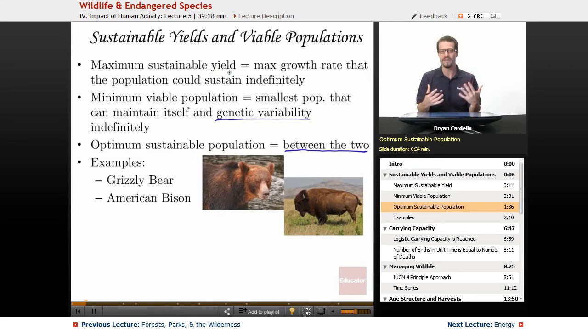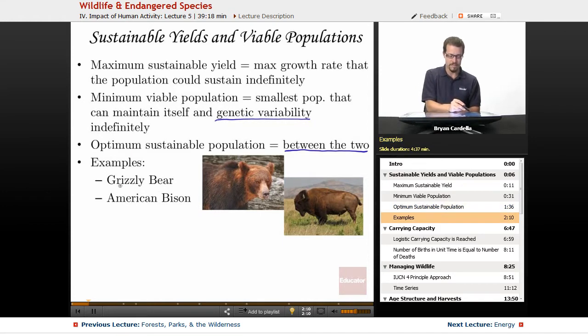That may not be feasible because the area that it used to exist in, a lot of it is now human civilization, or a lot of that forest has been destroyed. But on the one hand, we don't want to get down to the minimum. So having some kind of optimum in the middle is what a lot of scientists or environmentalists are shooting for. Here's some examples with the grizzly bear and the American bison.